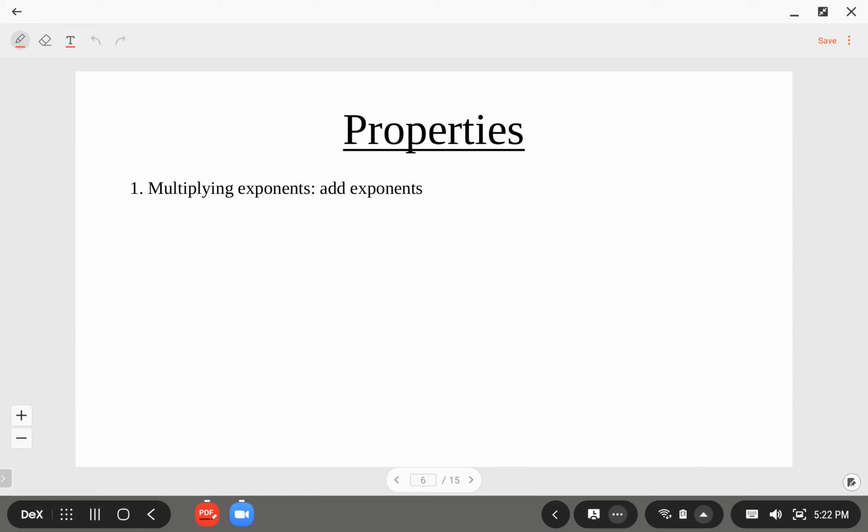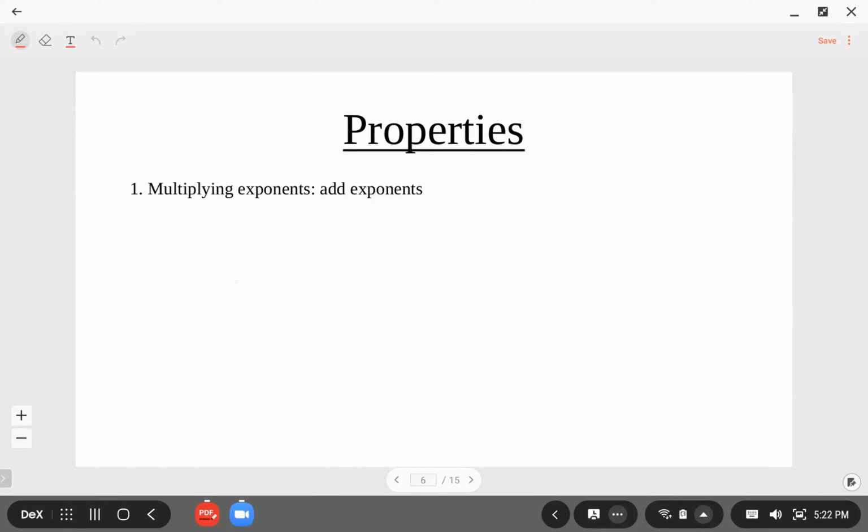So now you're multiplying exponents, and you want them with the same base. All of these properties only work if they have the same base, with an exception for a few, like 2 properties. So remember, all of these only apply for the same base, okay?